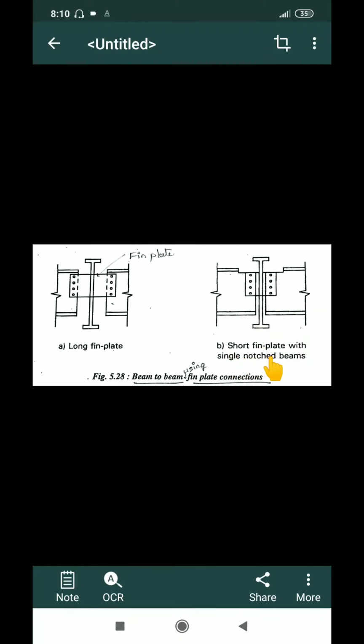Second one is a short fin plate, where the distance between the two joists will be very small. So these are the different types of connections in a beam.